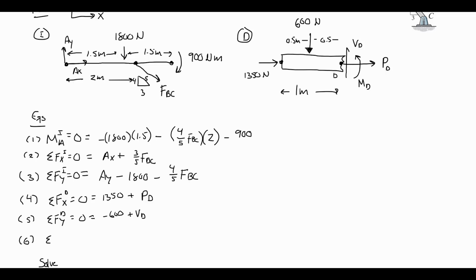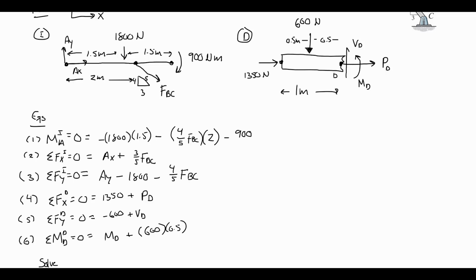And 6. If I take the moments about the centroid of that cut surface, so this point is always representing the centroid, so taking the moments about the centroid at D, in picture D, it's going to sum to 0. I will have the internal bending moment M sub D, and I assumed it's positive. I assumed it was counterclockwise. P sub D acts through the centroid, so it does not contribute to the moment. V sub D acts through the centroid, so it does not contribute. So I will have plus 600 newtons times 0.5 meters from the equivalent load from the distributed load. And the 1350 newtons also acts through the centroid, so it does not contribute to the moment either.